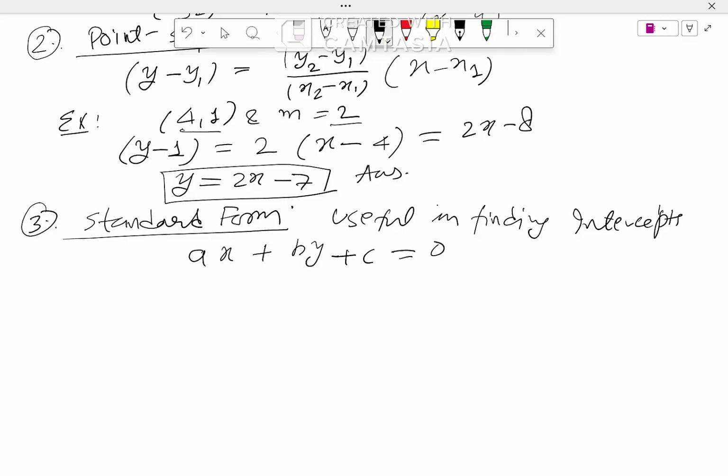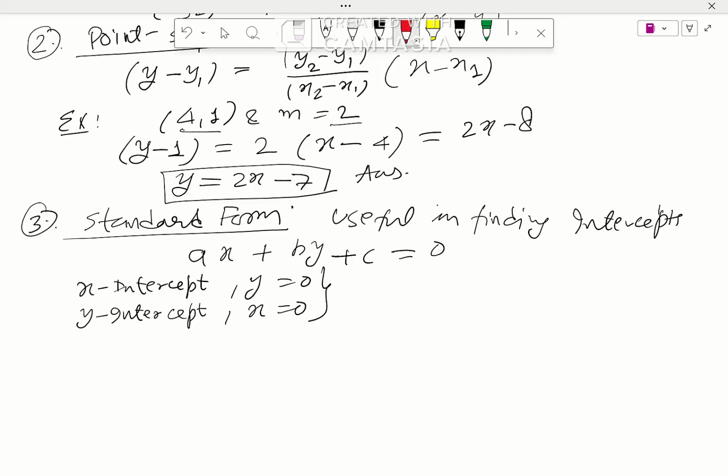Now if you have to find the x-intercept, that is the point where the line cuts the x-axis, what's the value of y? Y is 0. And if you have to find the y-intercept, that is the point where the line cuts the y-axis, there your x will be 0. So this is extremely important. Many students make mistakes here.